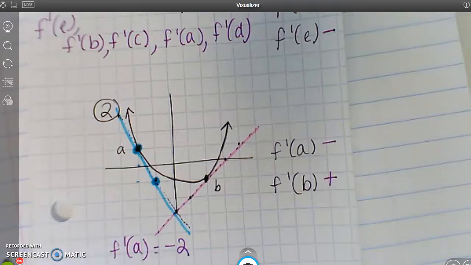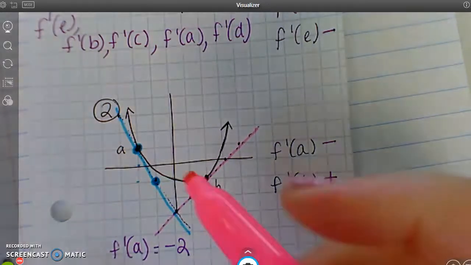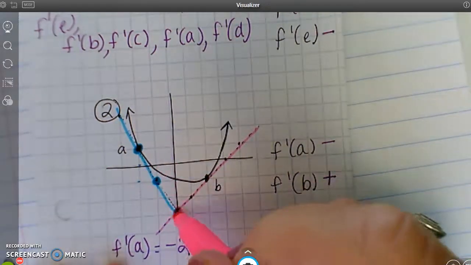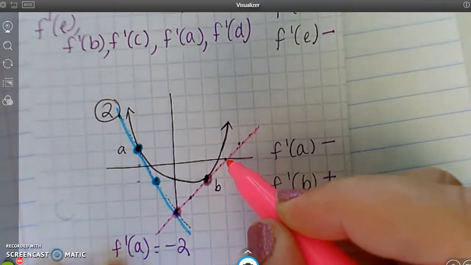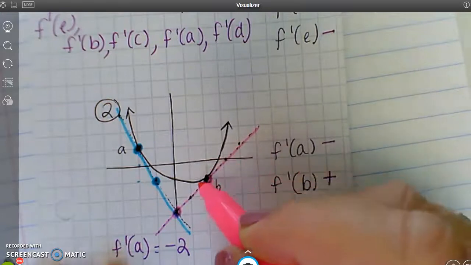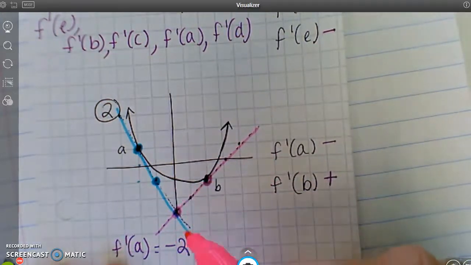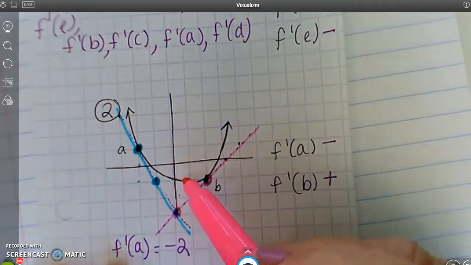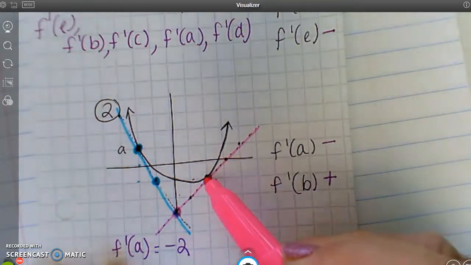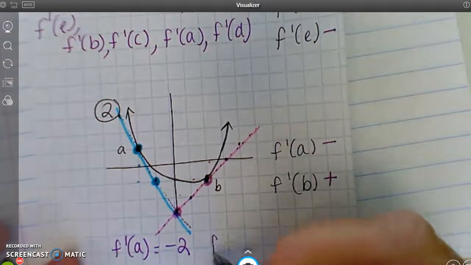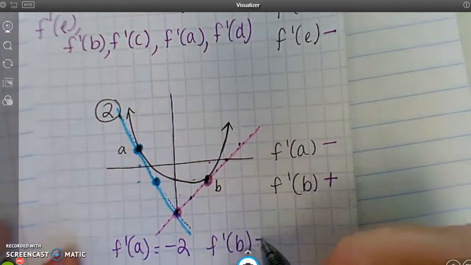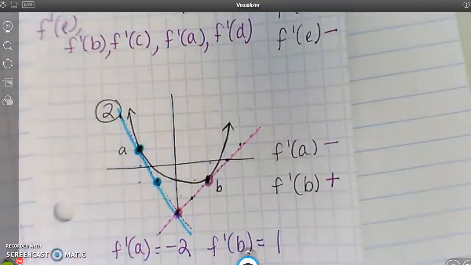If I estimated the slope at B, I would start here maybe and here. You could also go to here, any of those points, just some points on the line. So here I'm going up 2 and over 2. If I went from here, I'd go up 1 and over 1. What that means is that f prime of B, I'm going to estimate to be 1. When you estimate, you just need to find 2 points on the line and estimate using the slope.